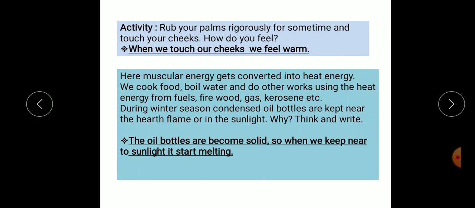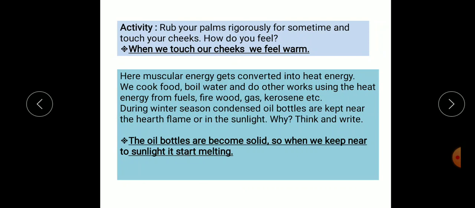Activity for heat energy: when you rub your palms rigorously for some time and touch your cheeks, how do you feel, students? You feel warm. Why? Because when you rub your palms, you use your muscles, and muscular energy is converted into heat energy. We cook food, boil water, and do other works using the heat energy from fuels. Firewood, gas, kerosene, all these are examples of heat energy.